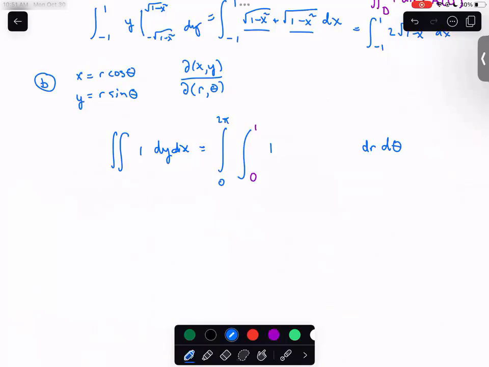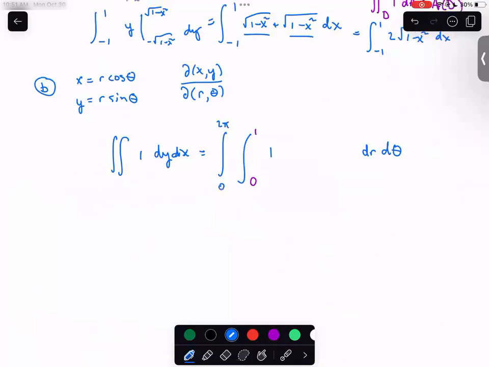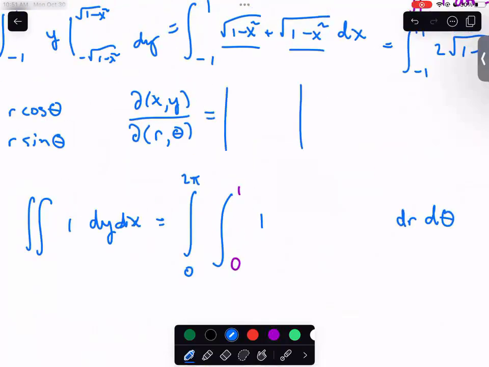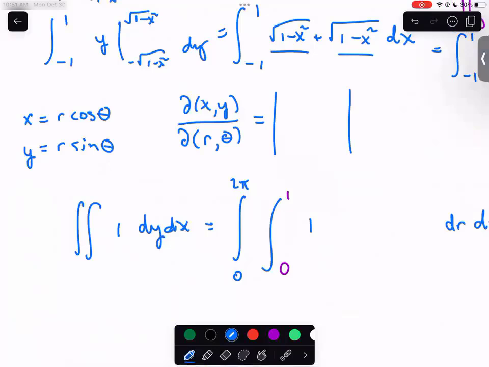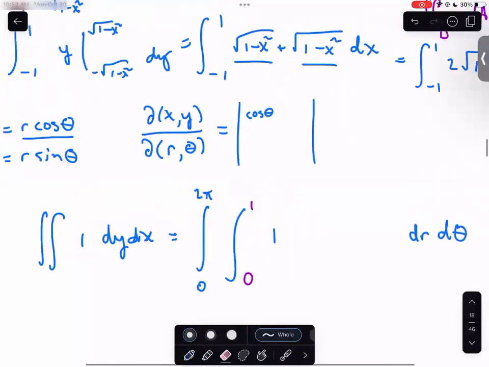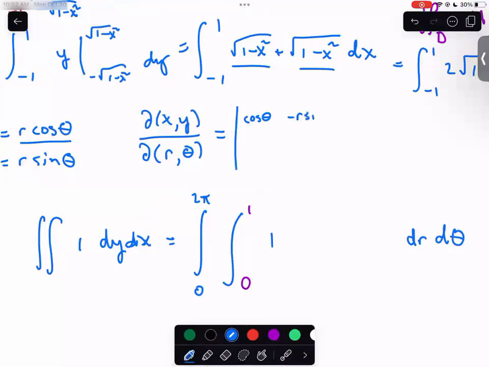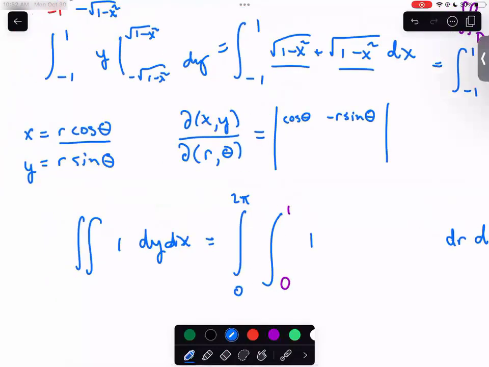All right, and so the last thing that we need is this Jacobian. So maybe going back up here, a partial derivative of x with respect to r. So x with respect to r, we're going to have just cosine of theta. Next up, a partial derivative of x with respect to theta. Well, this is going to be, maybe I need a little bit more room, negative r sine of theta. Next up, our y stuff. A y partial derivative with respect to r is going to be sine of theta. And a y partial derivative with respect to theta is going to be r cosine theta.